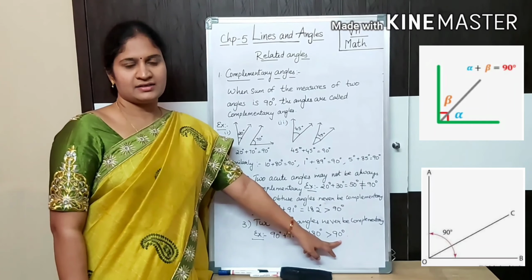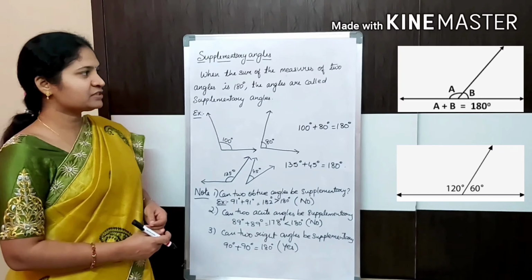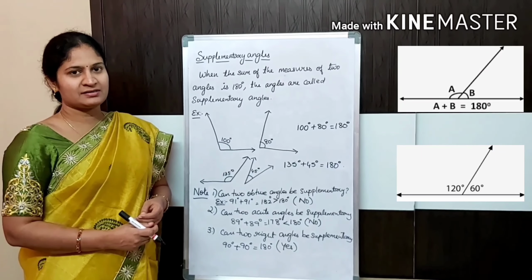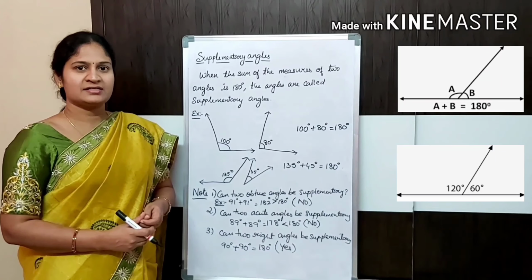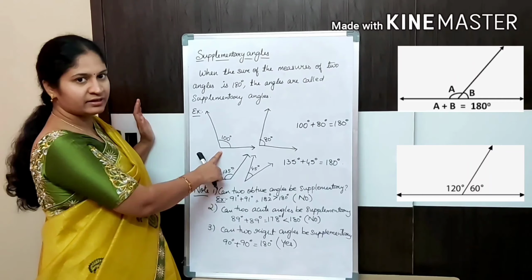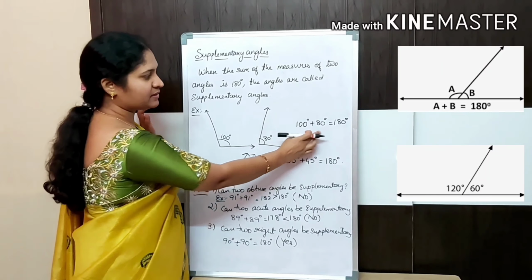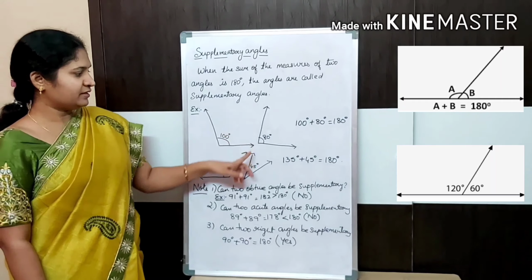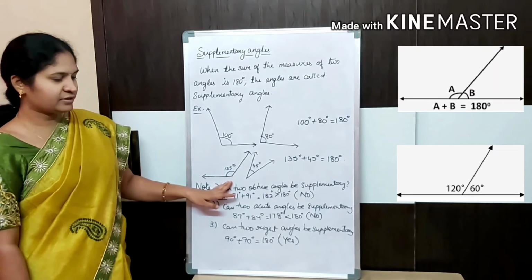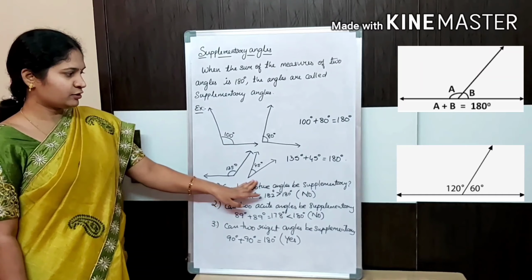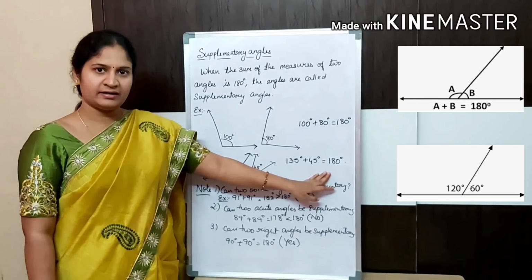Our next topic is supplementary angles. When the sum of the measures of two angles is 180 degrees, those angles are called supplementary angles. Examples of supplementary angles: here I am taking one obtuse angle and one acute angle. The obtuse angle is more than 90, say 100, plus the acute angle is 80 degrees. So 100 plus 80 degrees is equal to 180 degrees. These two angles are supplementary angles. And one more example I have taken here, 135 degrees plus 45 degrees, which is equal to 180 degrees.